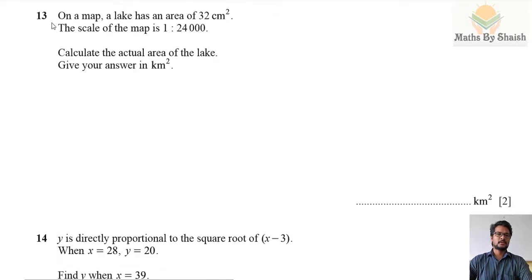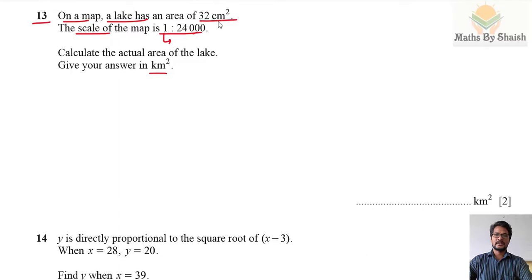Here is question number 13. On a map, a lake has an area of 32 centimeters square. The scale of the map is 1:24,000. Calculate the actual area of the lake. Give your answer in kilometers square. And we know that scale means it is going to be linear, which means we can say 1 centimeter is equivalent to 24,000 centimeters.